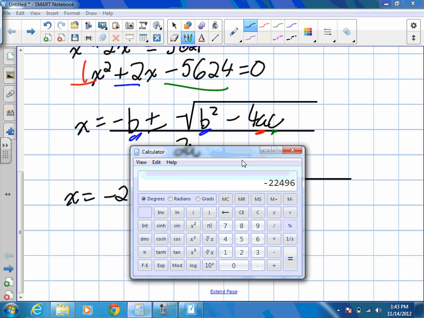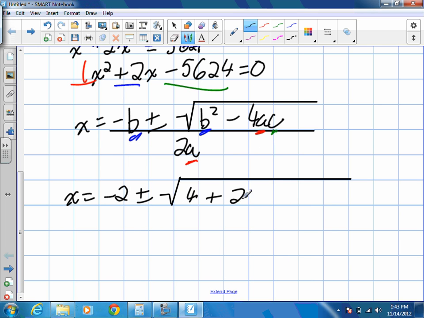Now, the reason it's a plus is because we should have been multiplying by negative 4. So I'll show you one more time. Negative 4 times 1 gives us negative 4. So negative 4 times negative 5,624 equals positive 22,496. Perfect. All divided by 2 times 1, which is 2.